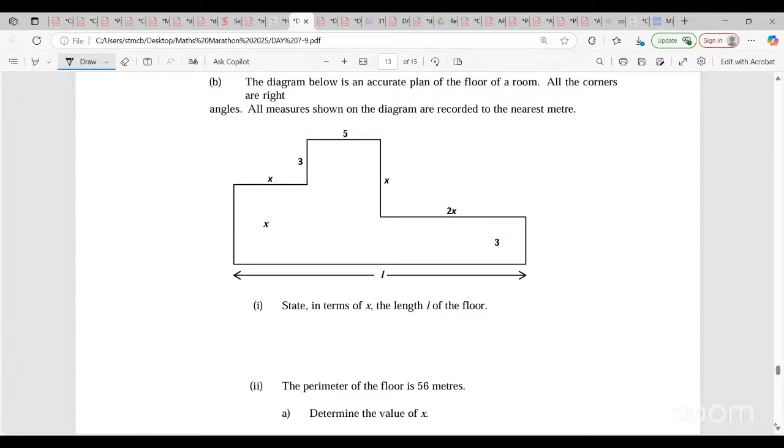All right, the diagram below is an accurate floor plan. Floor of a room, rather. All the corners are right angles. All measures shown on the diagram are recorded to the nearest meter. State in terms of x the length of the L, the length of the floor, not the length L.